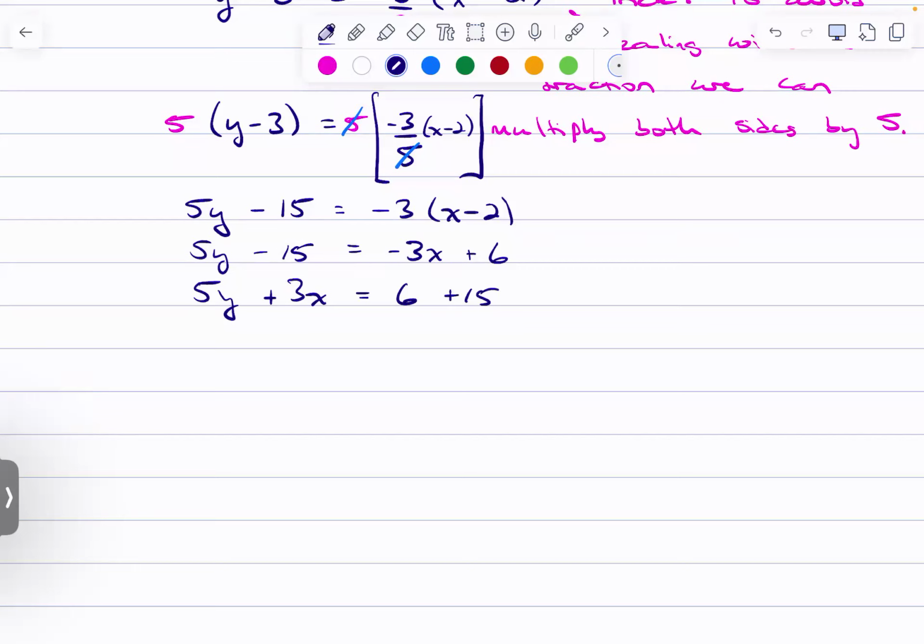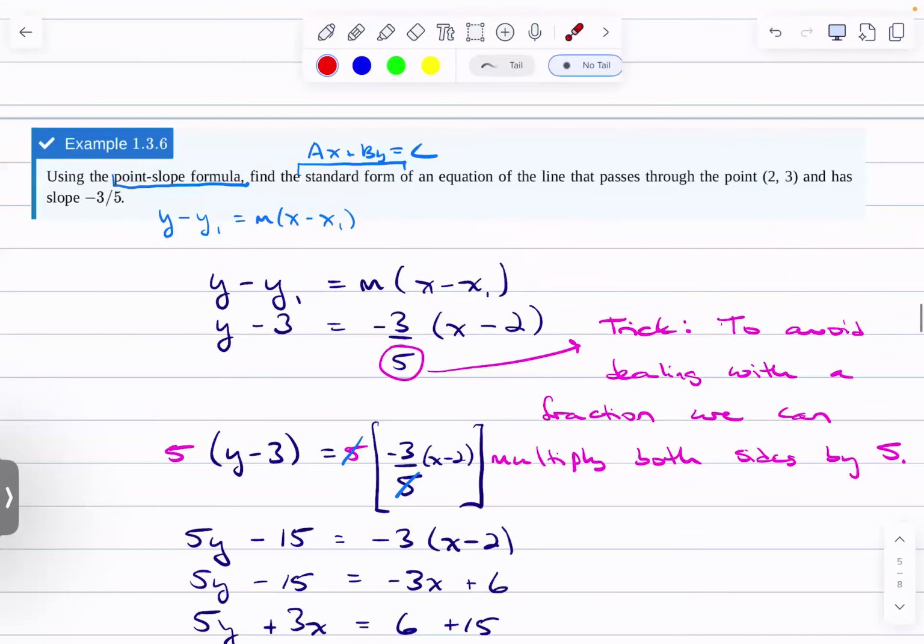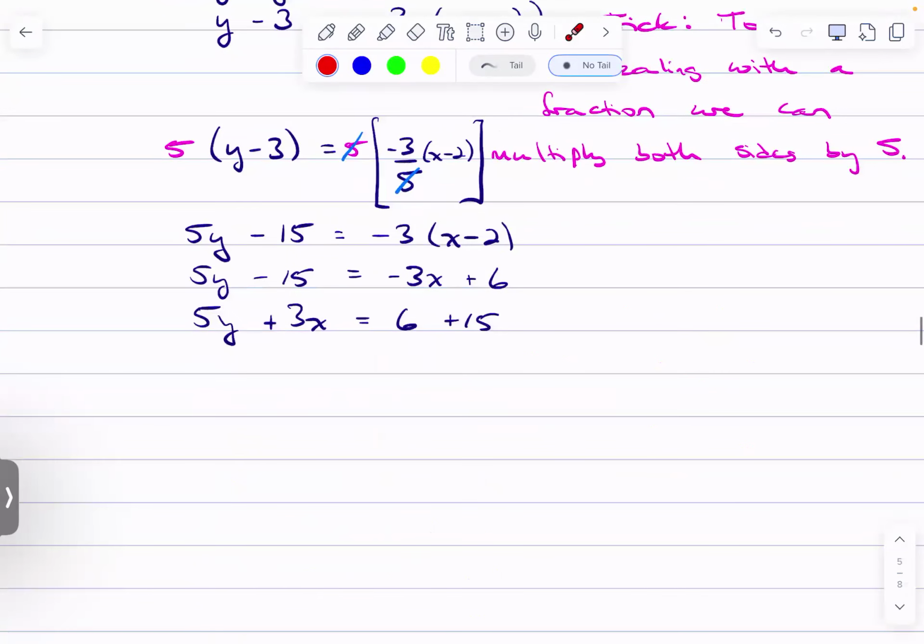We're close, but we're not quite there, right? Technically, I want the x first, the y's second, and I want c to be just one number, right? So we're really, really close. But I'm going to rearrange this and say 3x plus 5y is equal to 15 plus 6 is 21. So I get 3x plus 5y is 21.